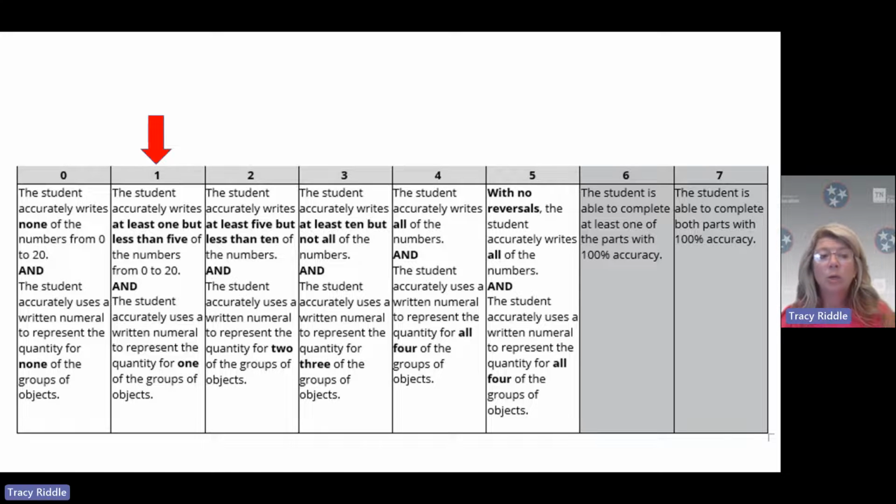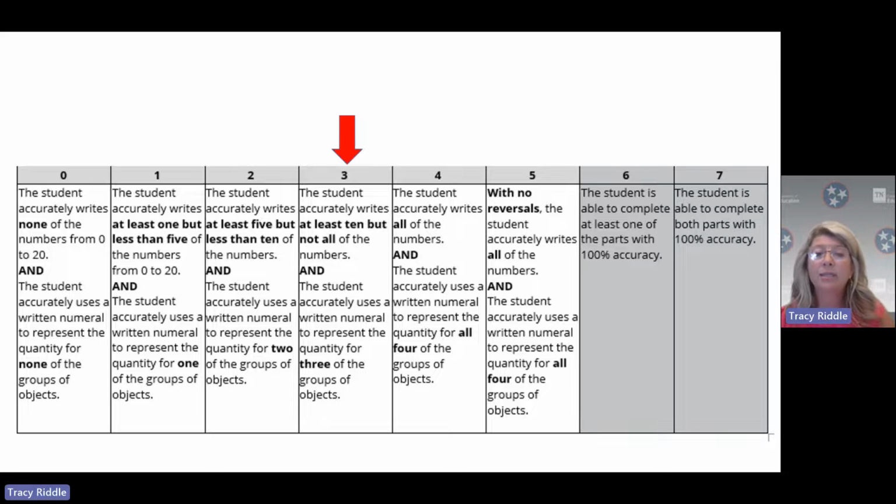When looking at the student work, if they were able to write at least one, but less than 5 of the numbers from 0 to 20 correctly, and on the second part, if they were able to write at least one number for one of the sets, that is a level 1. Level 2, the student is able to write at least 5 of the numbers for the first part, and they are able to accurately count and write the number for 2 of the groups of objects. That is a level 2.